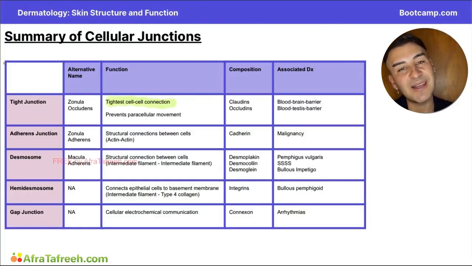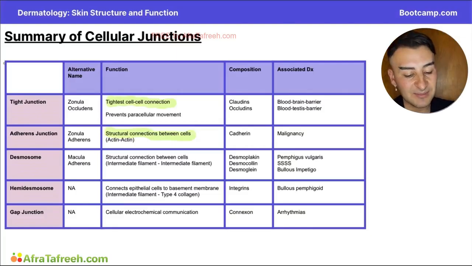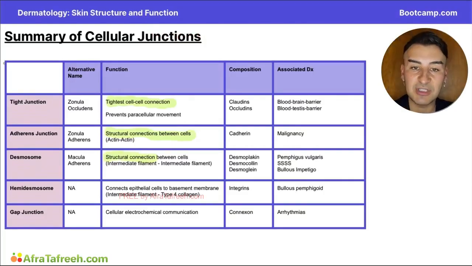And then we moved on to adherens junctions, which are a much more dynamic structural support made of actin-actin communication. Then we talked about desmosomes and hemidesmosomes, which also provide structural support, but it's much stronger because we're connected via intermediate filaments. Lastly, we talked about gap junctions, which are made of connexins, and are responsible for electrochemical communication.